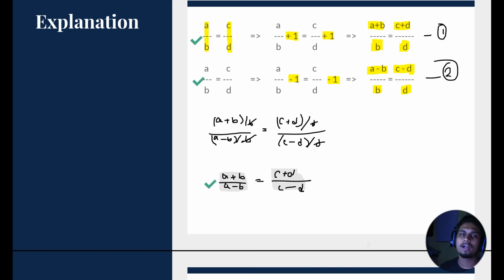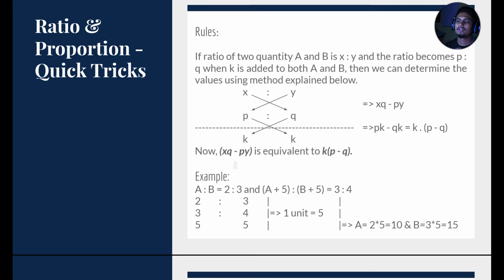So let's look at the trick. Suppose the ratio of two quantities A and B is x is to y, and the ratio becomes p is to q when k is added to both A and B. When k is an amount that is added to A and B, the ratio becomes p is to q, and initially the ratio was x is to y.